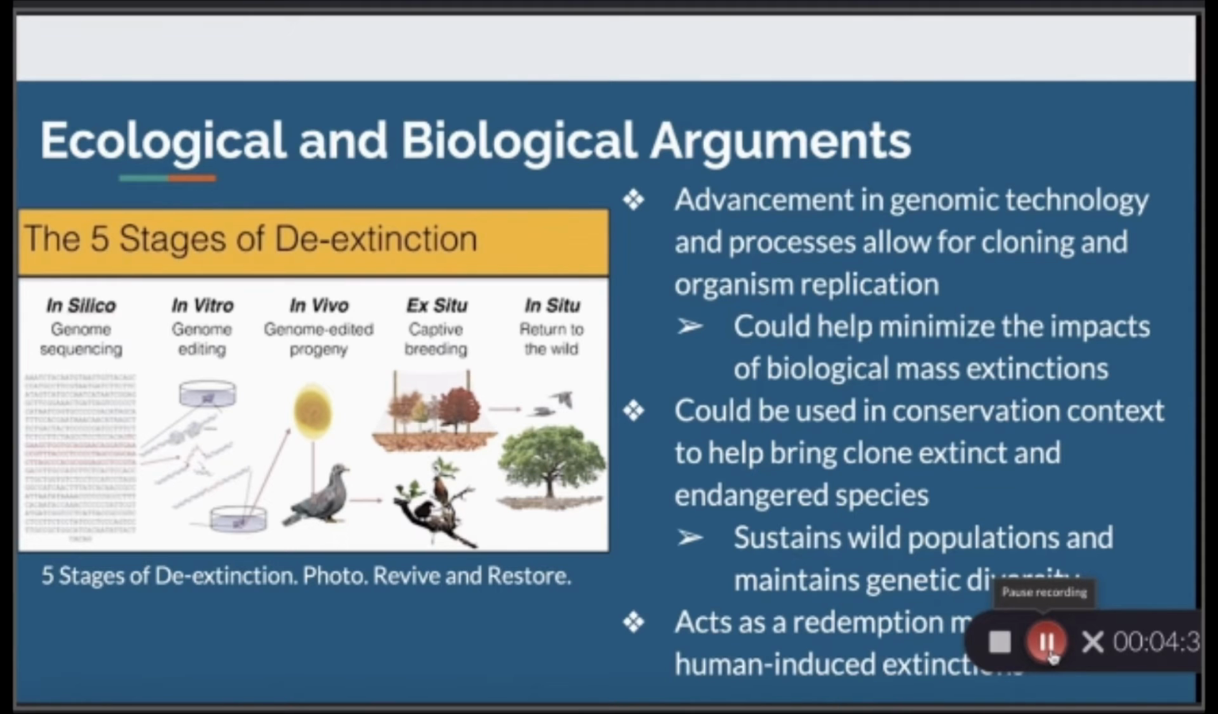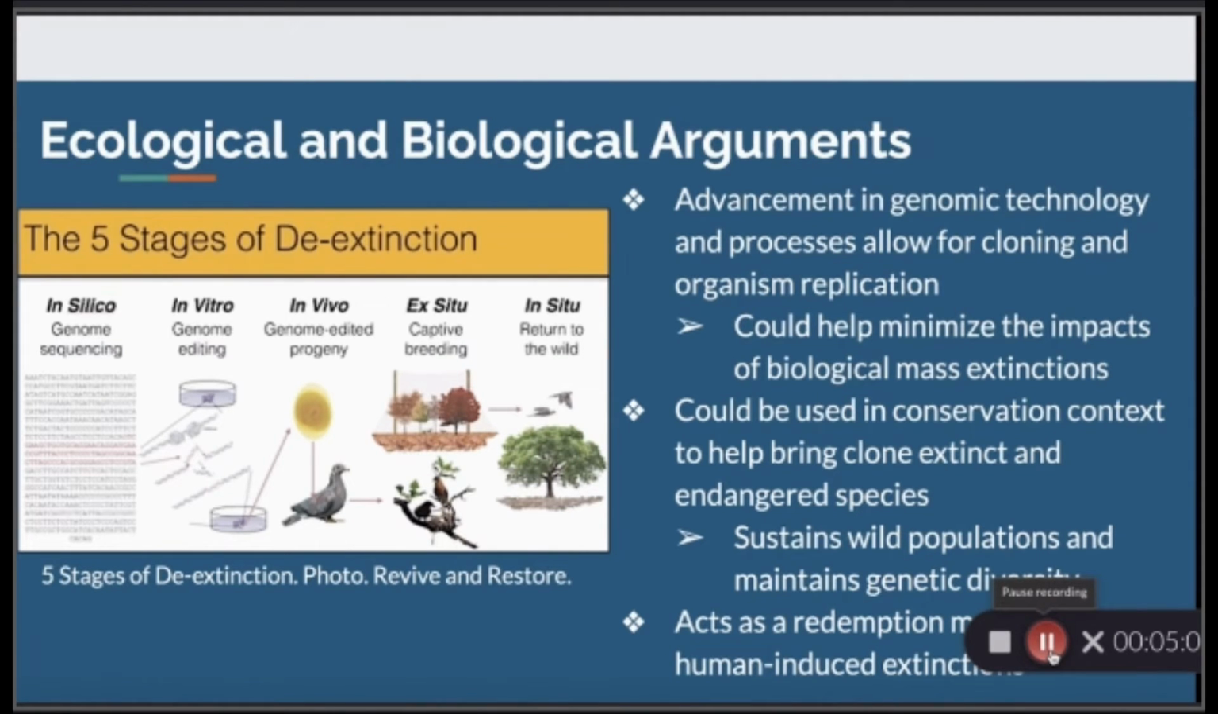Let's look at some advantages. In the biological context, there are advantages to de-extinction. For one, the advancement in genomic technology and processes paves the way for cloning and species replication. As we're currently undergoing one of the largest biological extinctions in the 4.6 billion years of Earth's history, these processes can help to prevent the extinction of many of our endangered species and help to minimize the impacts of these extinctions.